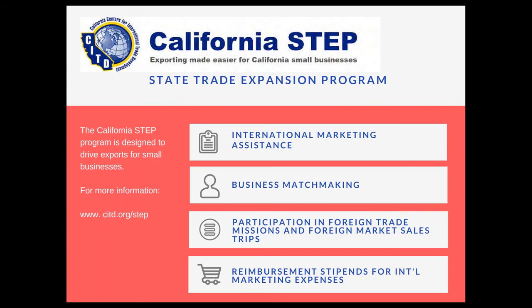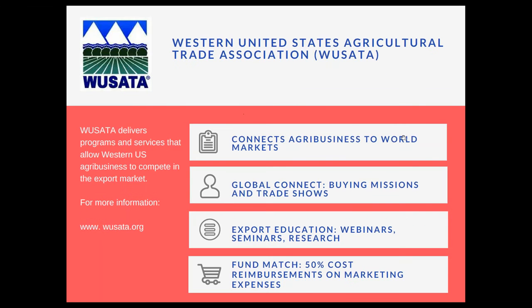Let's see, the next resource that we have is the Western U.S. Agricultural Trade Association, also known as WUSATA. WUSATA increases U.S. exports by connecting agribusinesses to the world. WUSATA is an independent nonprofit that utilizes working relationships with the state's Department of Food and Ag departments, that one's a little tricky, and USDA to provide a broad bandwidth of resources. WUSATA delivers programs and services that specifically allow Western U.S. agribusinesses to learn, connect, and compete in the export market. Their programs bring results to companies at every stage of the exporting cycle.